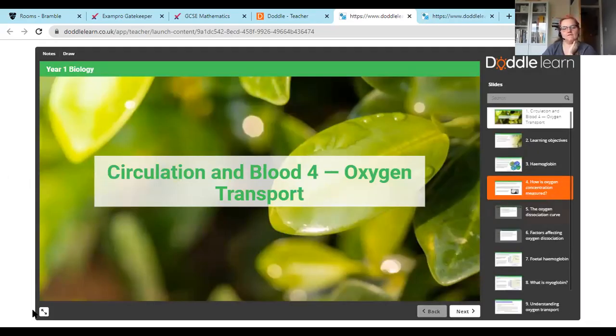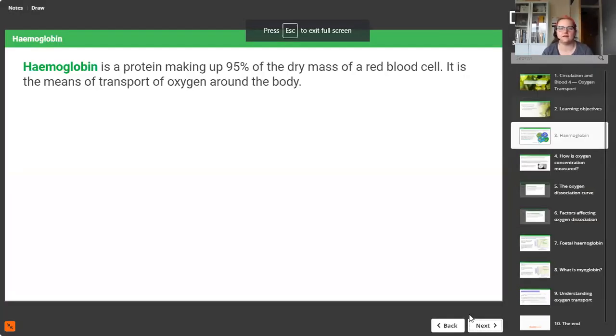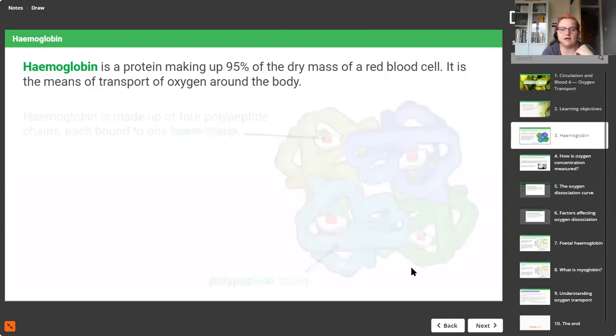So oxygen transport around the body. Again, we'll have done a little bit of this, but we'll super recap basically. So oxygen, to be transported around the body, we need this molecule called hemoglobin. Hemoglobin is a protein and it actually makes up 95% of the dry mass of a red blood cell. It is the means of transporting oxygen around the body.